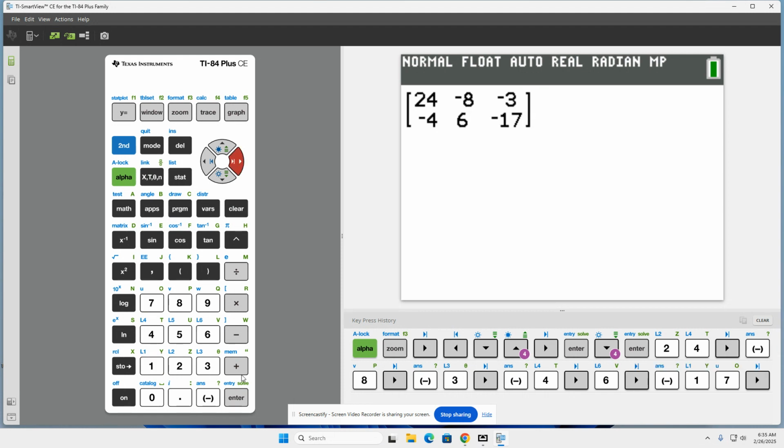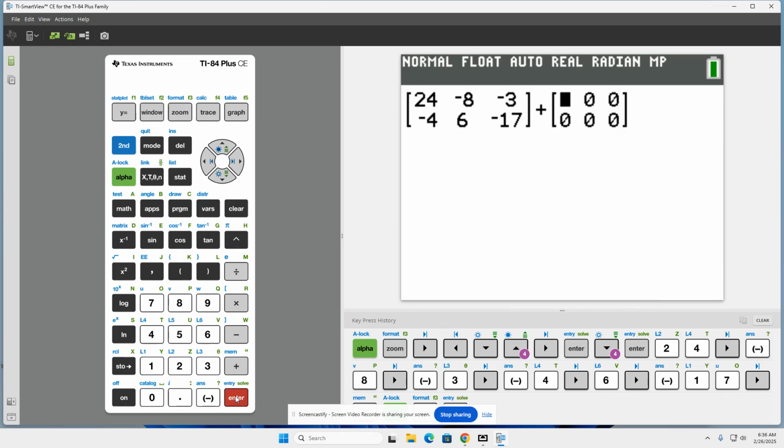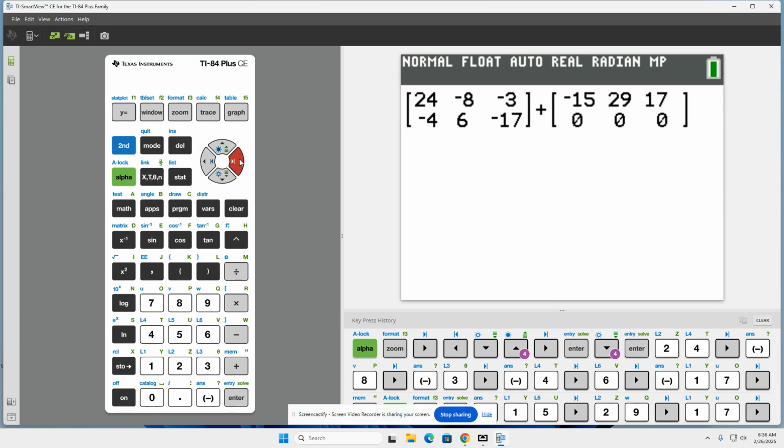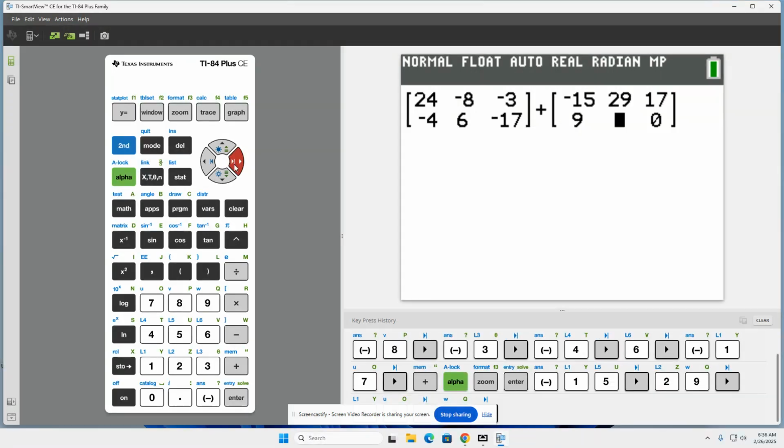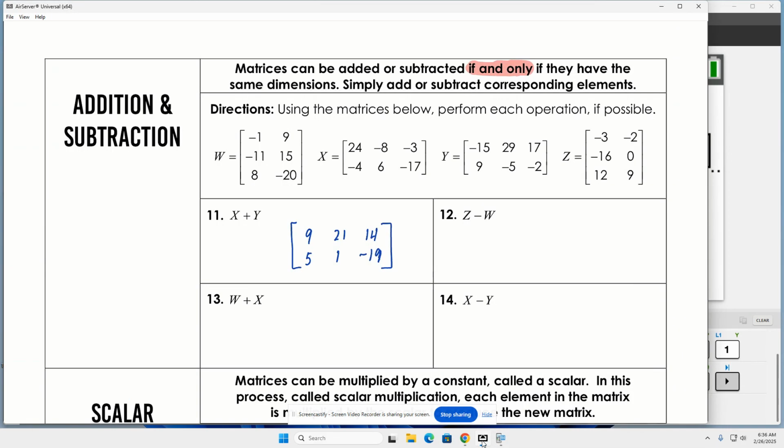Then come outside this matrix and push plus. And we're going to do another one. So I'll do alpha zoom. I already have it set for a 2 by 3, so I can just push enter. And I can put in my y matrix, which is -15, scroll over, 29, scroll over, 17, scroll over, 9, -5, and -2. And when I push enter, sure enough, it gave me every value that we had on our paper. 9, 21, 14, 5, 1, -19. Identical. Okay, it matches perfectly.